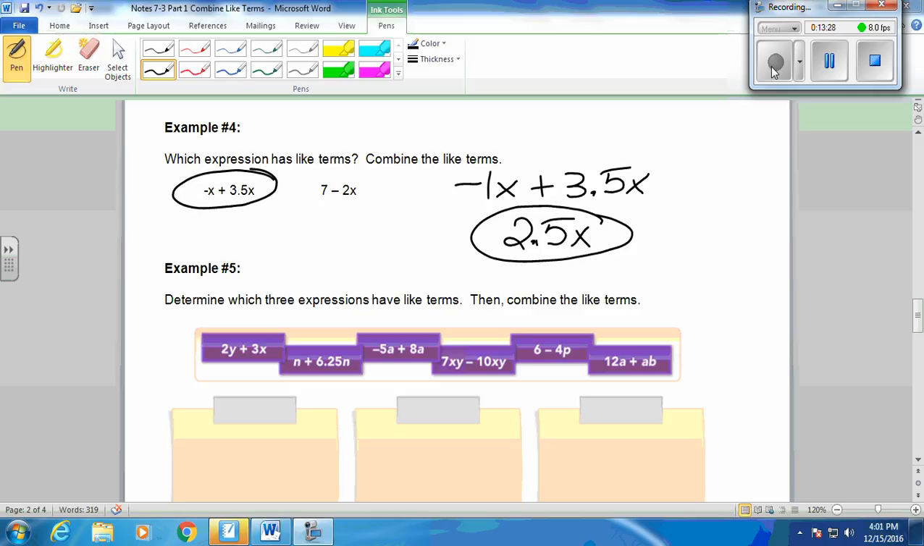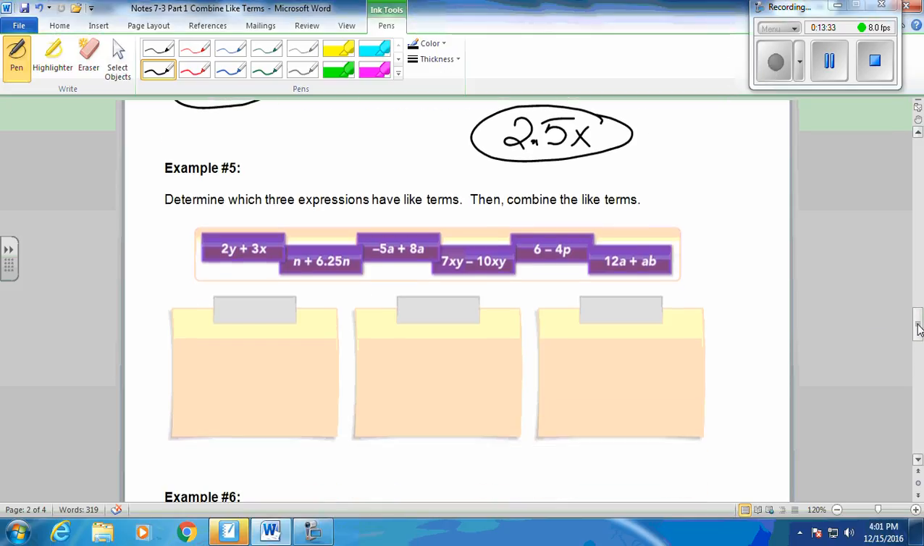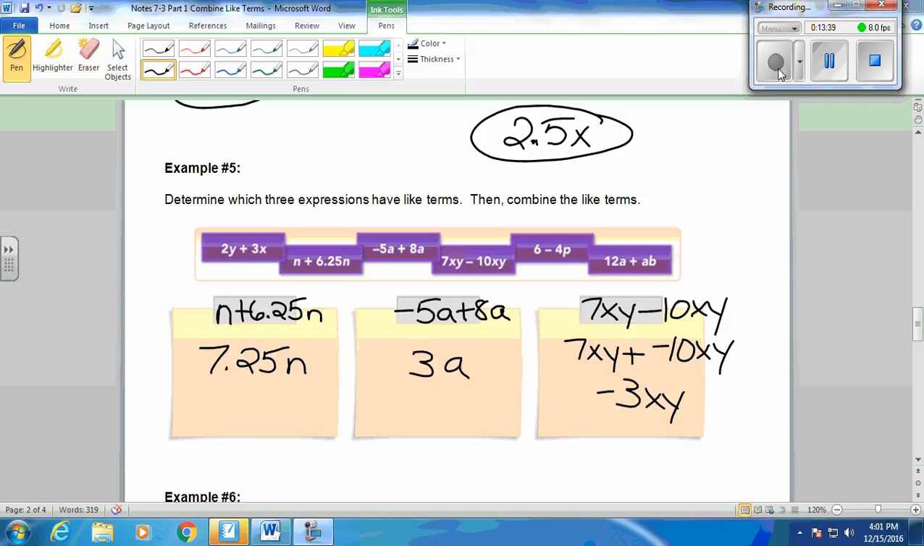Number 5 is asking for you to decide which 3 expressions have like terms, and then again to go ahead and combine those like terms. Please work on those. Check your answers over. Now, some of you on the last one might be getting better at your integers, so you might not necessarily have needed to change the 7xy minus 10xy to 7xy plus negative 10xy. I'm just showing you what you would do in that case.